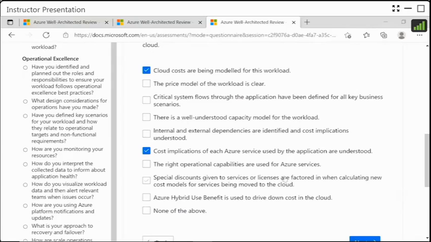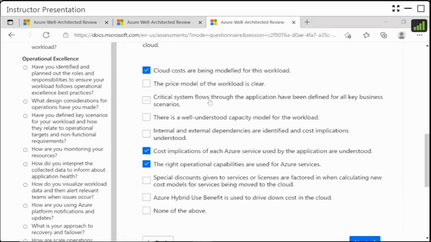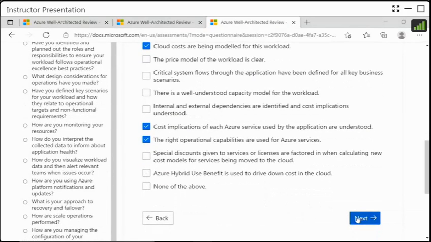The right operational capabilities are used for Azure services, okay? And then am I using the Azure hybrid use benefit in terms of, you can see the tooltip here, it talks about licenses. Understanding your current spending on licenses can help you drive down costs. So you may be provisioning a virtual machine that you already own a license for. You can utilize that license in the cloud. So this tells me by the fact that I haven't answered all the questions or I haven't checked off all of these that I have work to do. So I'll click next.